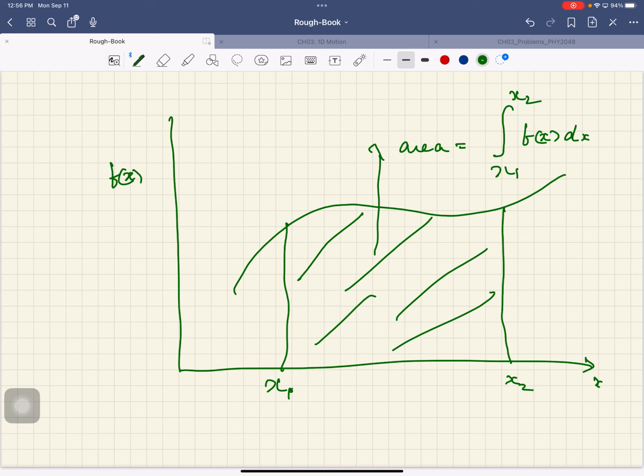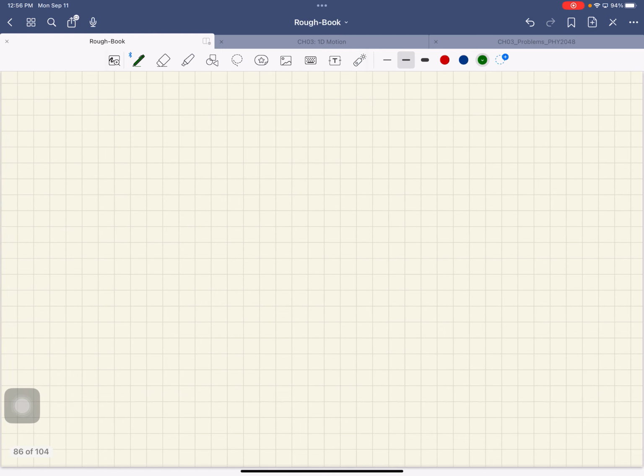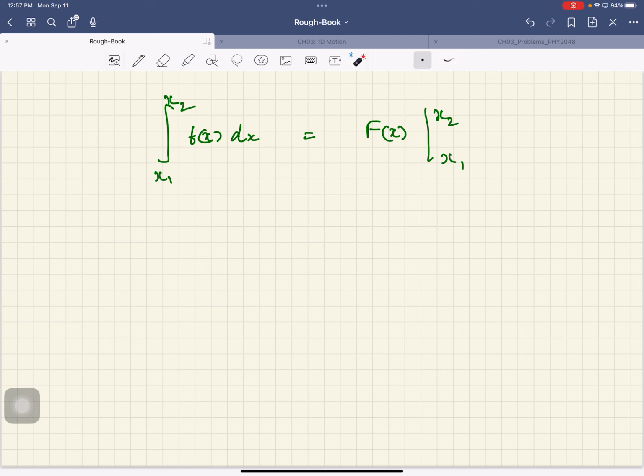And now, integrals, they also are called antiderivatives. So what that means is the integral of a function is... so here's the fundamental theorem of calculus. This is F(x2) minus F(x1). All right, what is this fella? That's the integral.